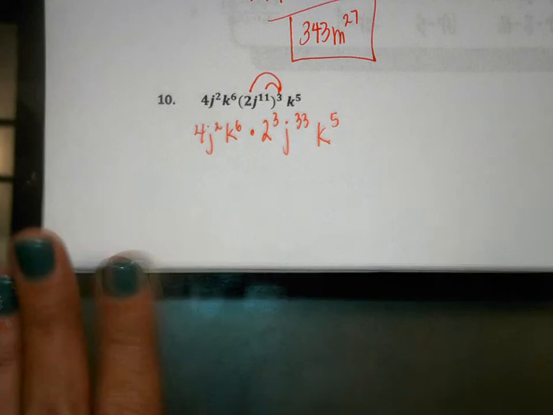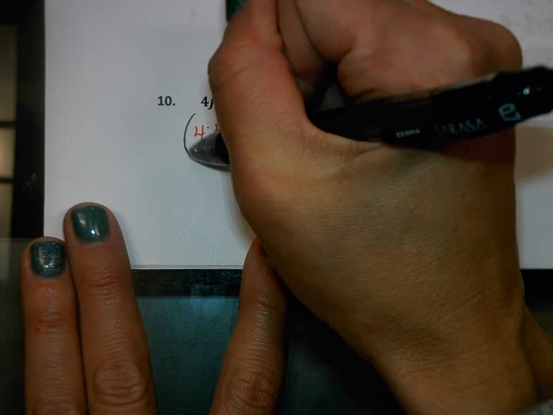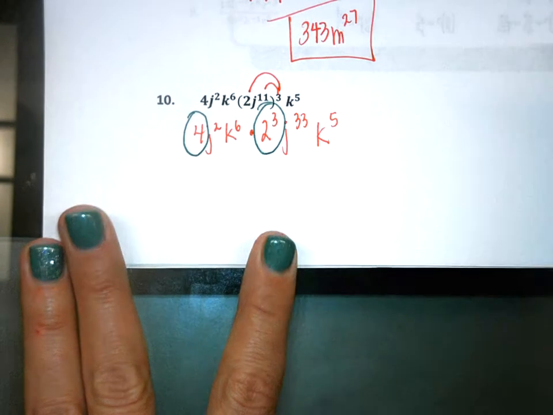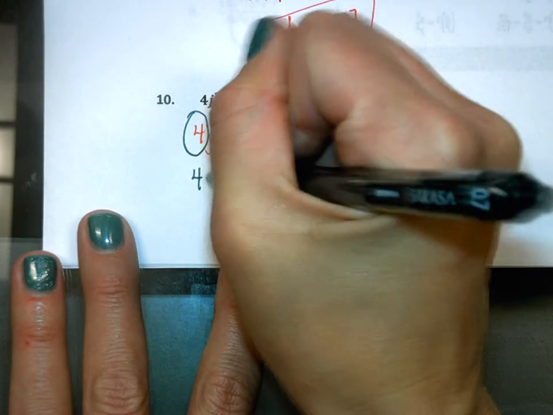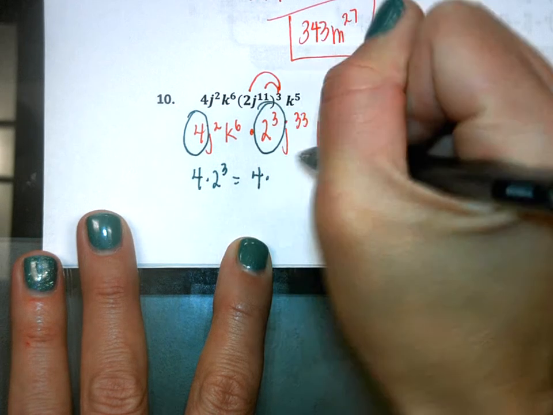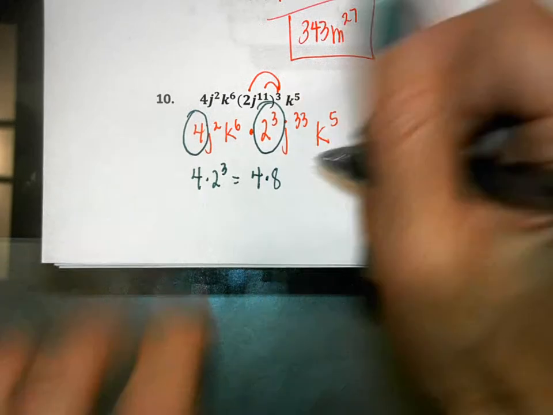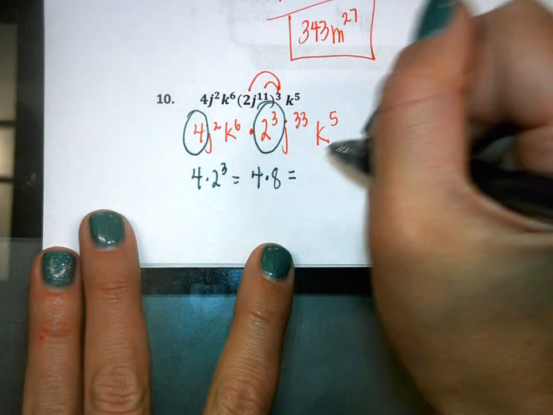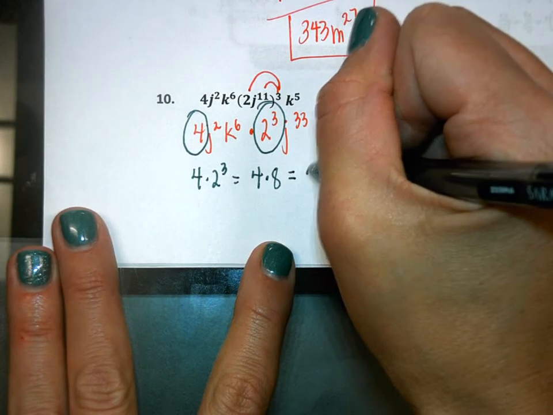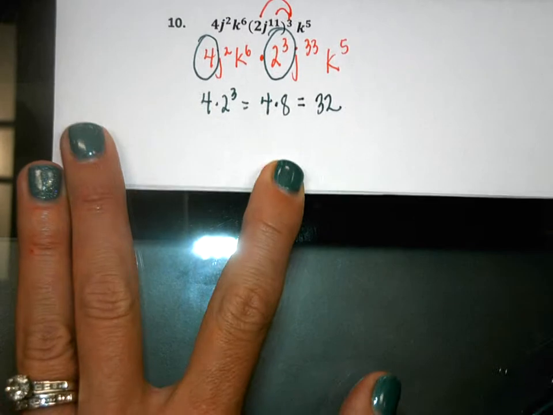So now let's separate it out, and we're putting everything together that's the same. So I start with my numbers. I have 4 and 2 to the 3rd. Okay? So we have 4 times 2 to the 3rd power. What is 2 to the 3rd power? 8. 2 times 2 is 4, times 2 is 8. And then 4 times 8 is 32. Good. Okay. Now let's move on.